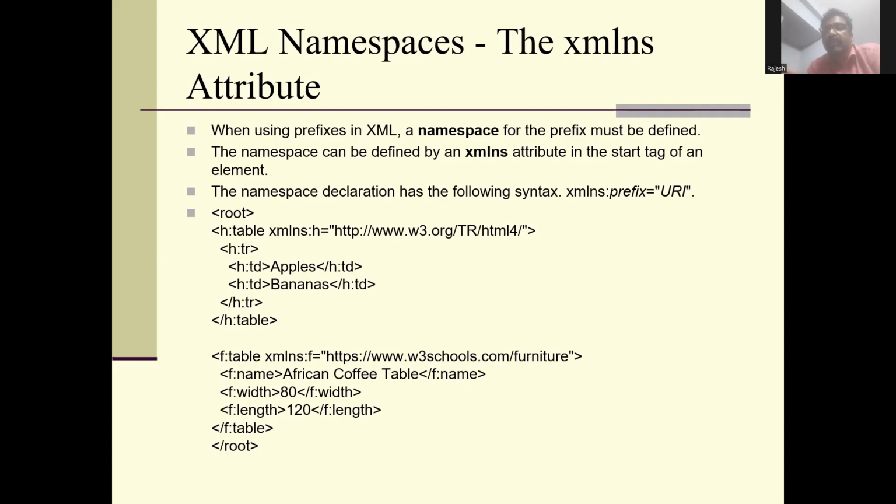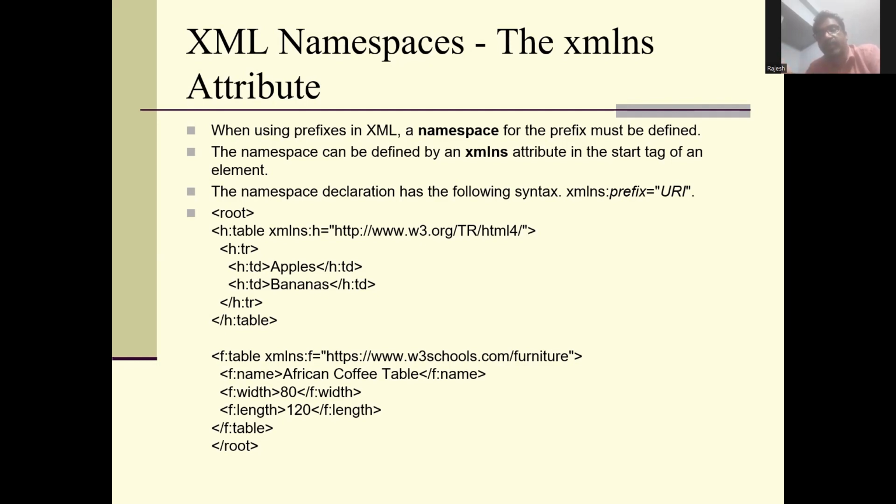So here, the xmlns attribute we are just going to include in the starting tag. The syntax for xmlns is xmlns colon prefix equal to URI. For example, if it belongs to the HTML family, we have to mention www.w3.org followed by the path expression TR/HTML4. If it is a part of furniture, we have to follow a particular URL in order to navigate.